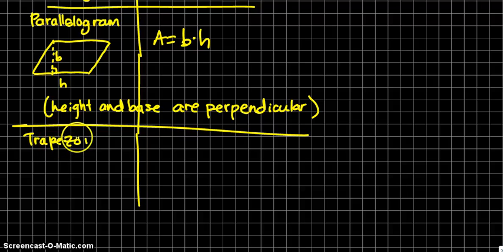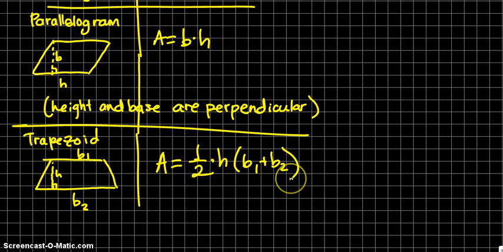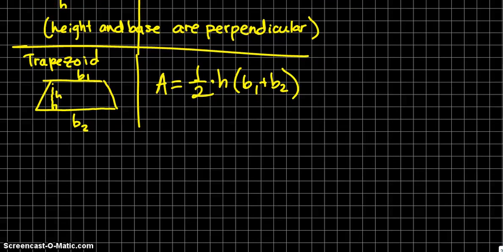Trapezoid. Trapezoid has two bases, and the height is perpendicular to both of them. So the top base we usually say is base 1, and the bottom base we usually say is base 2, and then the height again is perpendicular to the two bases. My trapezoid area formula then is area equals 1/2 times the height, and then times, and you add together the two bases. So area equals 1/2 times the height times the two bases added together.